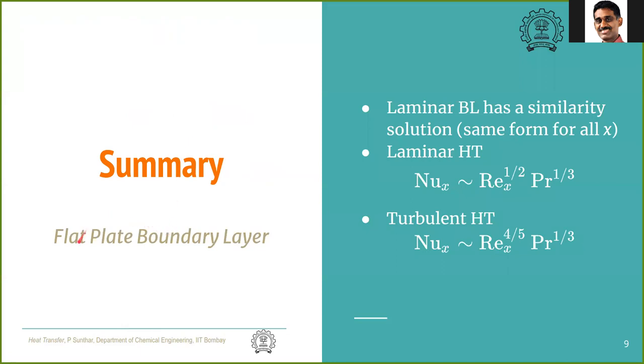To summarize, for the flat plate boundary layer we have a laminar boundary layer which has a similarity solution which is the same form for all x. We also obtained two correlations for the Nusselt number, one for laminar heat transfer and the other for turbulent heat transfer. In the laminar case, it goes as Re_x power 1 by 2, and in the turbulent case it goes as 4 by 5. The Prandtl number dependence of 1 by 3 remains the same.